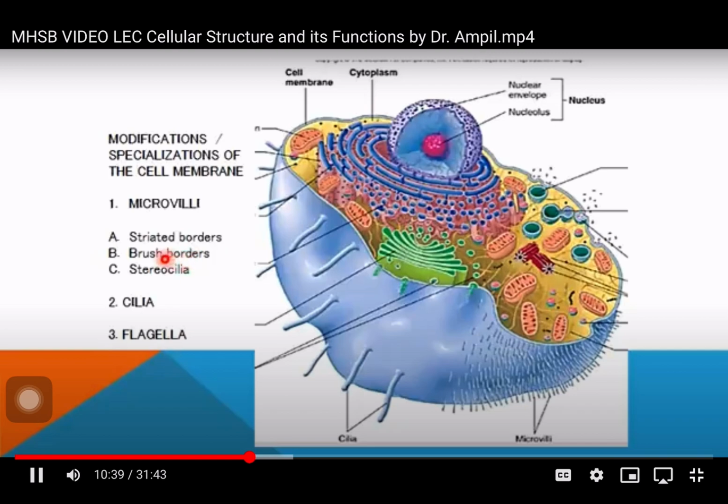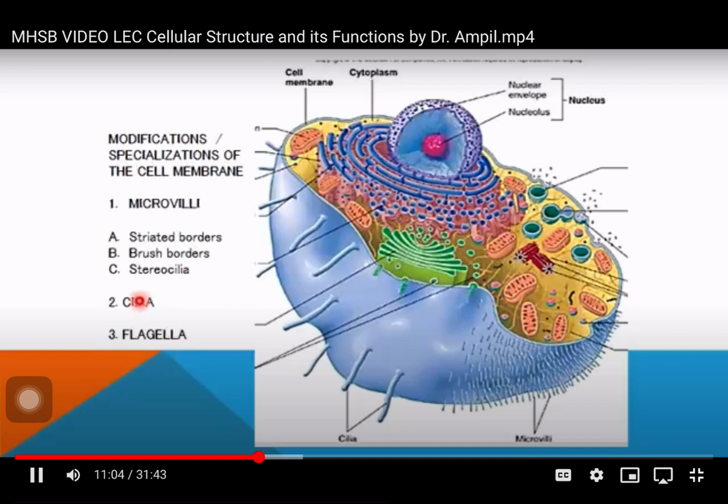Next, we have brush borders. Cells provided with brush borders can be found lining the proximal convoluted tubules of the kidneys. And then we have the stereocilia. These can be found in some cells lining some testicular ducts, for example, the ductus epididymis and the ductus efferens.